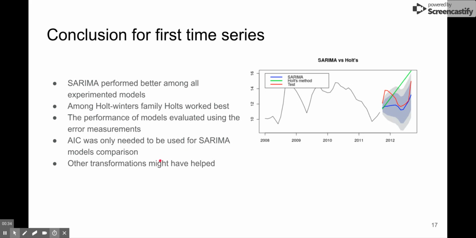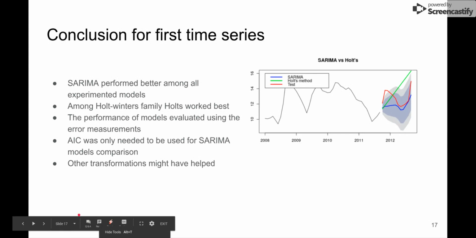So we basically used different criteria for picking the best model, but most importantly, the Akaike information criterion used for the SARIMA models to pick one. Obviously, there could have been other transformations that might have helped, but due to lack of time, again, I did not test those.